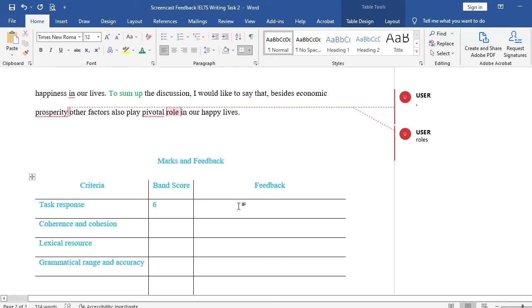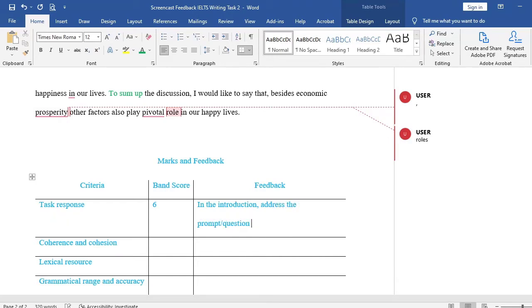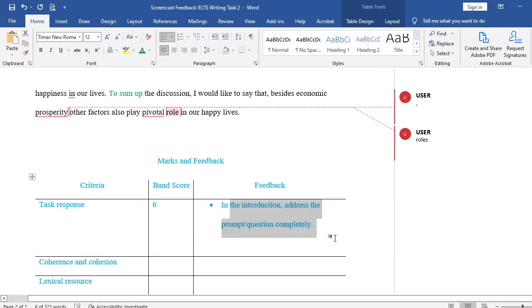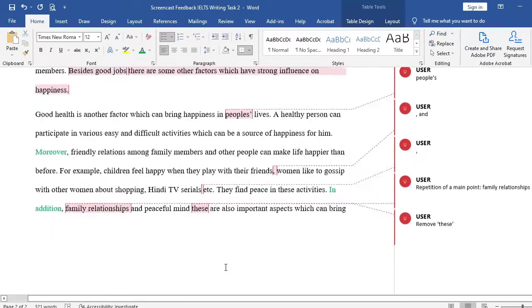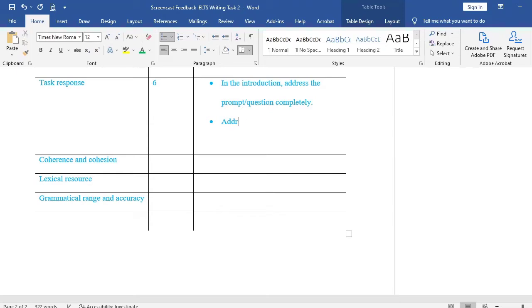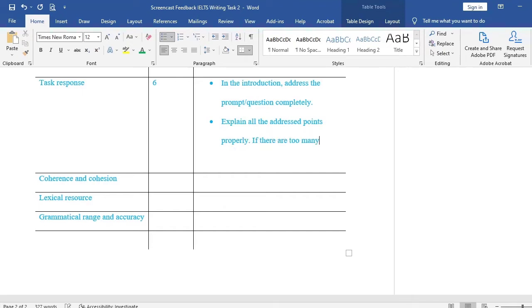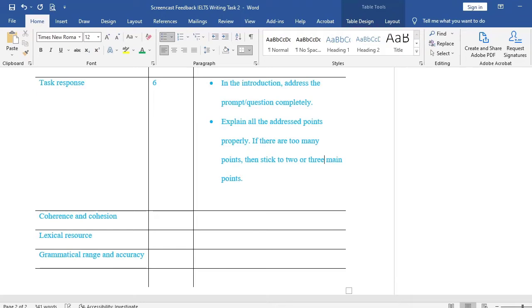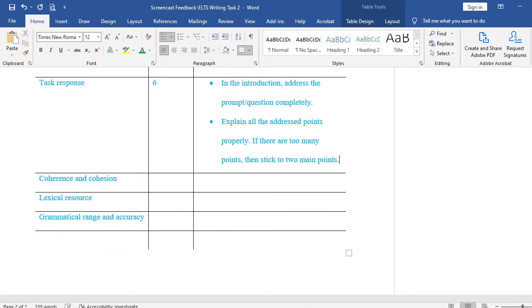So my feedback is that in the introduction, address the prompt or the question completely. Another feedback would be, let me give them in bullet points. Another feedback would be that she should explain all the addressed points properly. If there are too many points, then stick to 2 or 3 main points. I think 2 is fine, especially because it was a discussion question, so she had to discuss both the views, so 2 is fine.